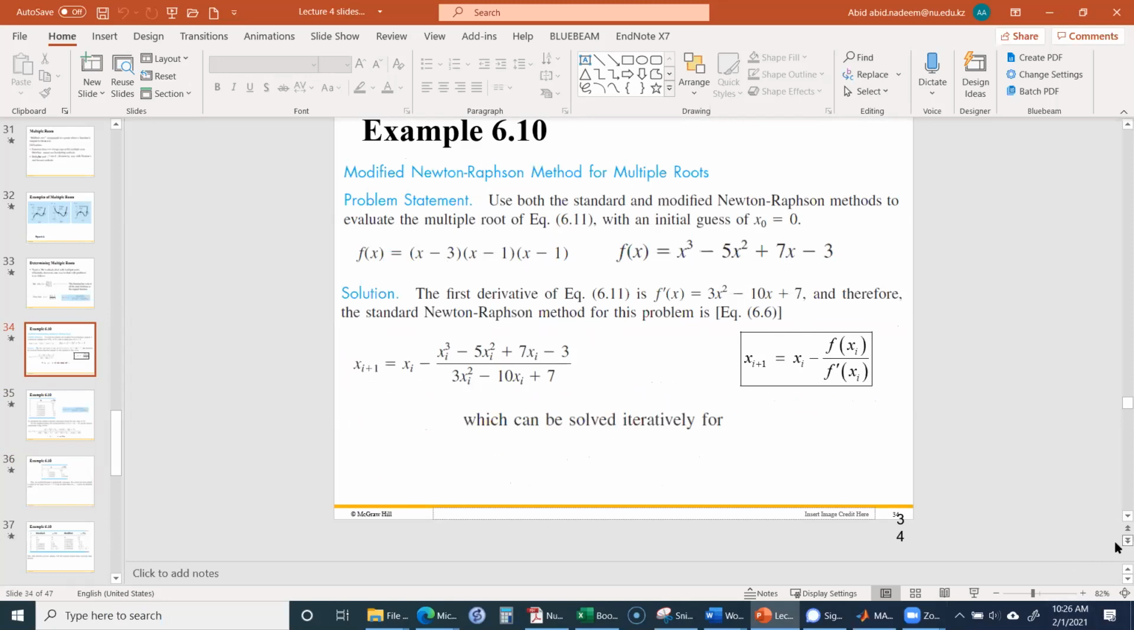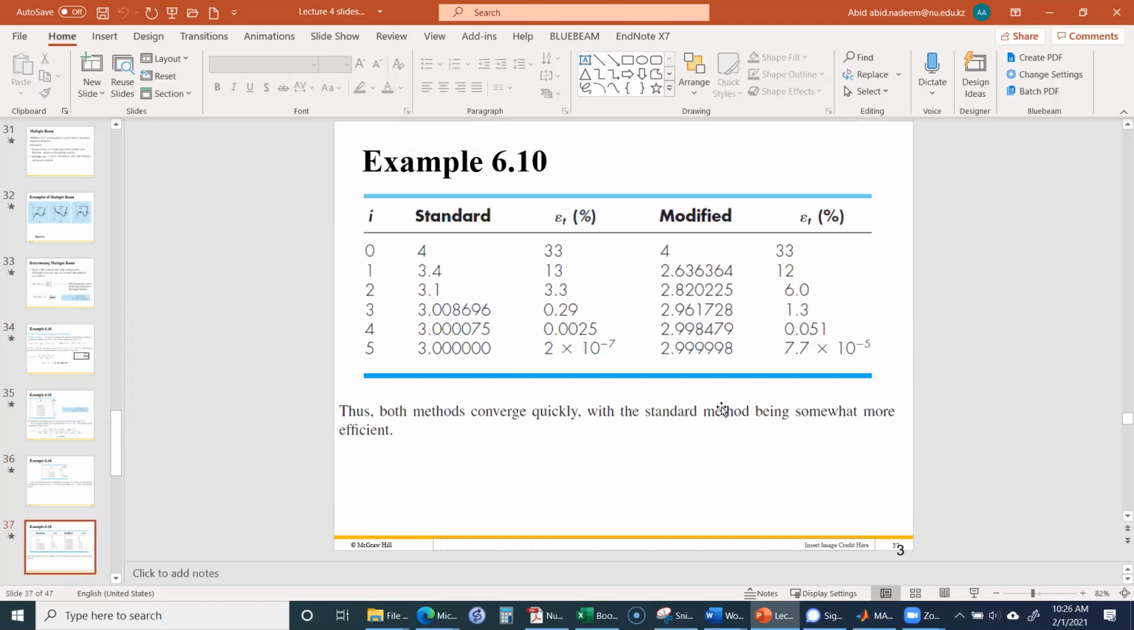So for the single root, the results have been compared over here. Okay, that means in this case, instead of starting from 0, because 0 was close to the double root 1, we start from 4. 4 is closer to the other root, which is 3. And here we can see that we get the single root in the standard method after the 5th iteration, and the error is 2 into 10 to the power minus 7.